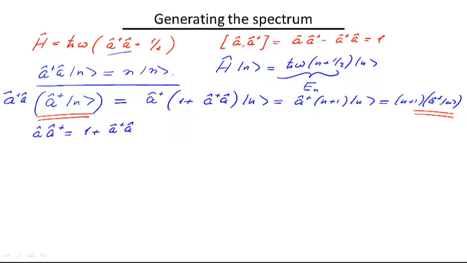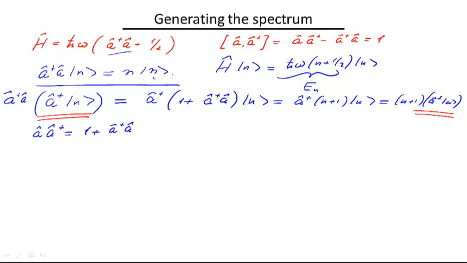So what we have proven is that if n is an eigenfunction of the operator a dagger a, and consequently if it's an eigenfunction of the operator h, the Hamiltonian, then a dagger n is also an eigenfunction, but with an eigenvalue n plus 1. So it raises the energy of the oscillator by one energy quantum, if you want, of h omega. In a very similar way, what we can prove is the following.